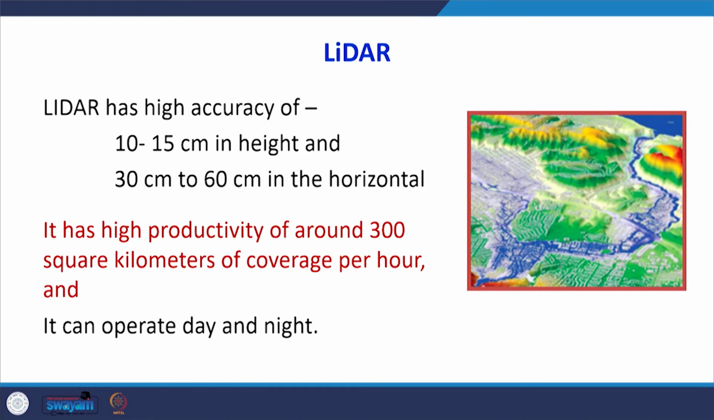This lidar technology can give us 10 to 15 centimeter height accuracy and 30 to 60 centimeter planimetric accuracy, and it will cover a very large area in the shortest possible time. As an example, a 300 square kilometer area in 1 hour, which is not possible by other means. The other advantage is day and night working. You can collect data during the day and during the night, so your productivity becomes almost double.